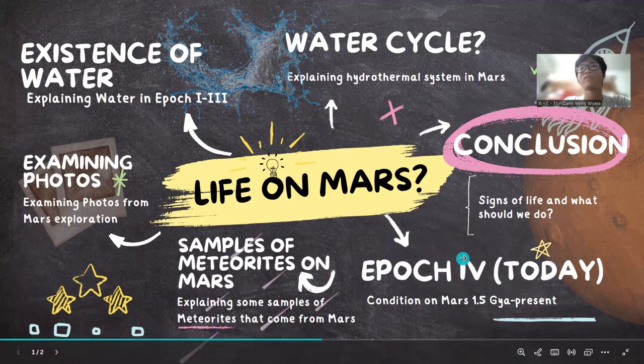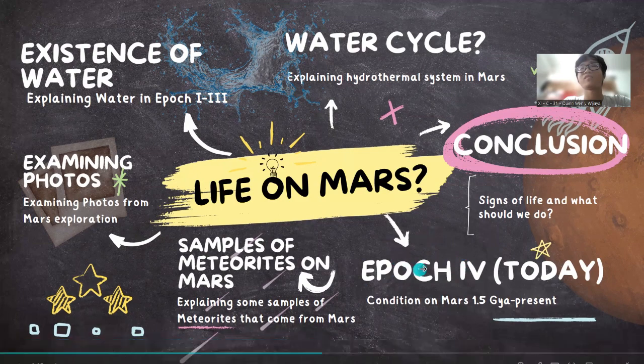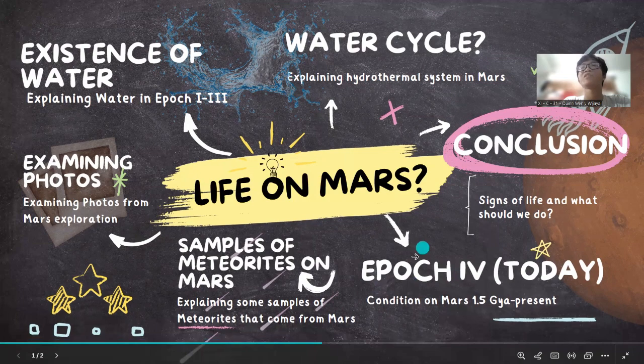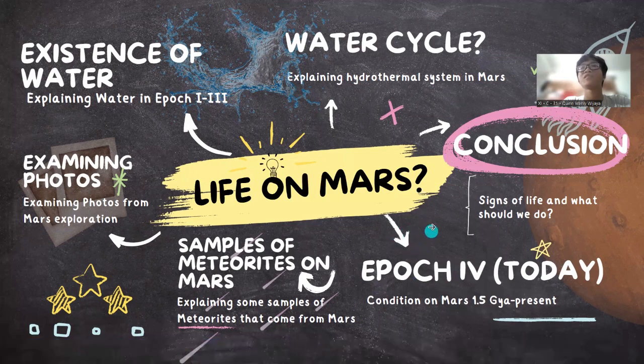So there's a time on Mars, which is Epoch 4. It is the condition on Mars from 1.5 billion years ago until the present, or today. In this Epoch 4, there's no liquid water that has been discovered on the surface, but there are some indications of liquid water under the surface and some microorganisms living under it.